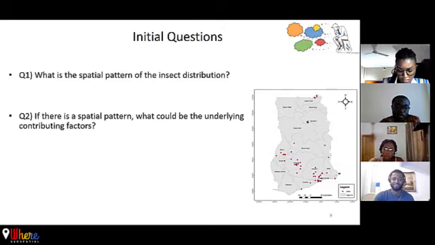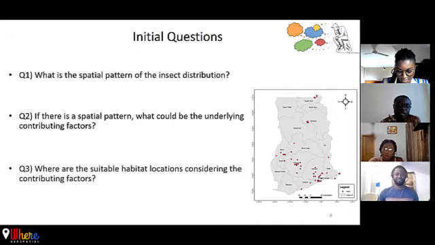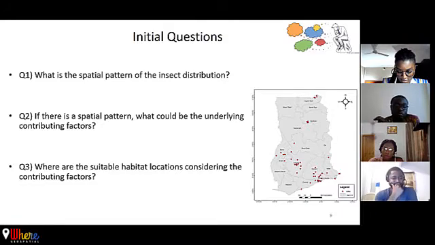And the second question was that in case the insects show a form of distribution which is not random, then what could be the underlying contributing factors that are causing these insects to group together at a particular site? And then the last question that would drive this analysis is to look at, once we understand the contributing factors, then what will be the suitability of these contributing factors affecting where we are expecting to find these insects.